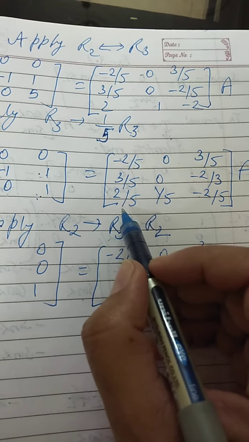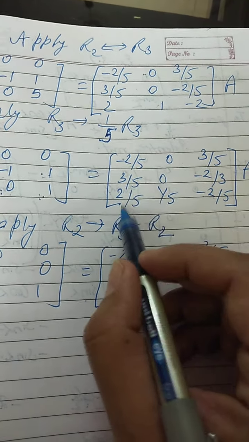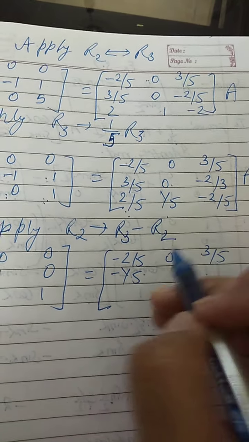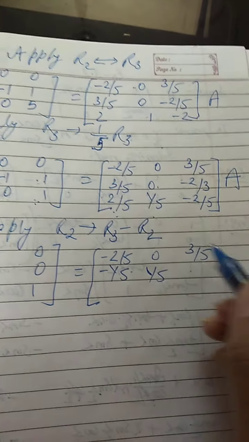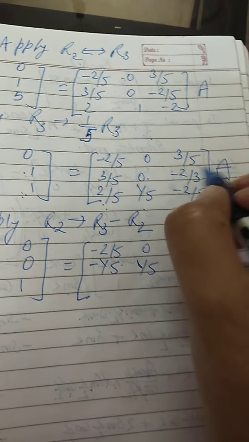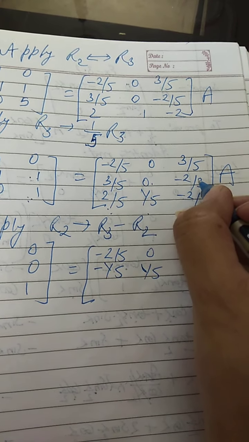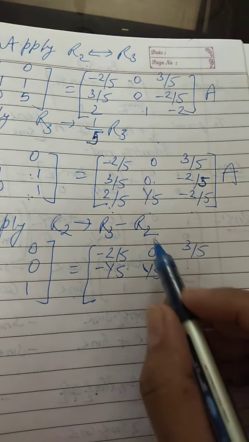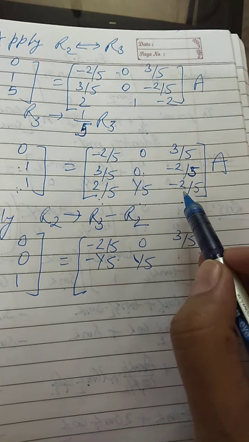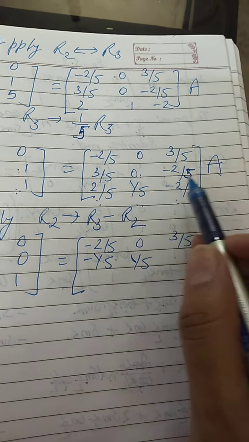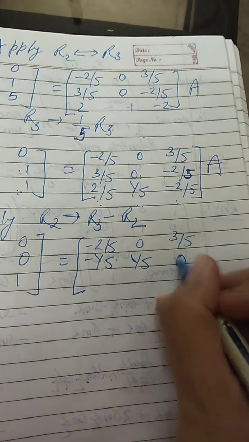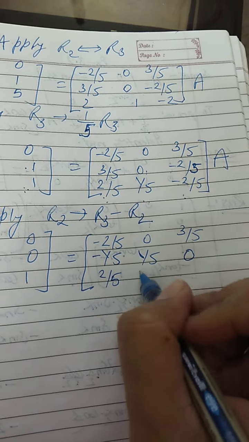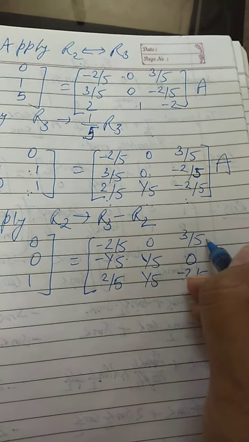Now in R2 what is happening? R3 minus R2 we are doing. So 2 by 5 minus 3 by 5 will give you minus 1 by 5. 1 by 5 minus 0, it is 1 by 5. Minus 2 by 5, sorry, by mistake I have written 2 by 3, it will be 2 by 5 only. Okay. So 1 by 5 minus 0, 1 by 5, minus 2 by 5, minus of minus 2 by 5, it will become 0. And there is no change in third row. So 2 by 5, 1 by 5, minus 2 by 5, A.